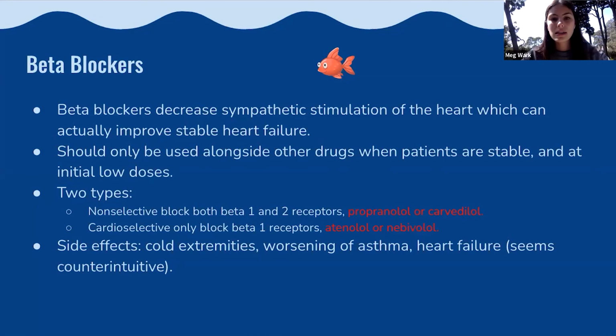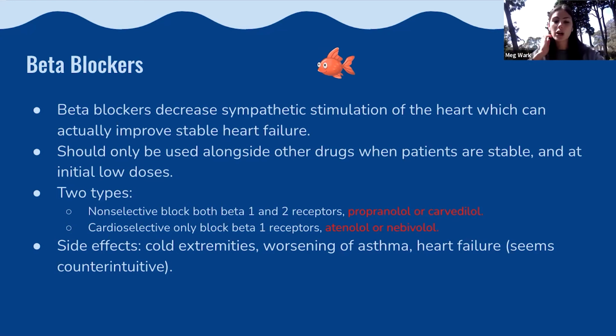Next, we've got beta blockers. So beta blockers decrease sympathetic stimulation of the heart, which seems counterintuitive because we're worried about the heart not pumping hard enough, and now we're decreasing sympathetic stimulation, which is going to make it pump even less hard. But that can actually improve stable heart failure. It should only be used alongside other drugs when patients are stable, so not having an acute episode of heart failure, and you start low and go slow.